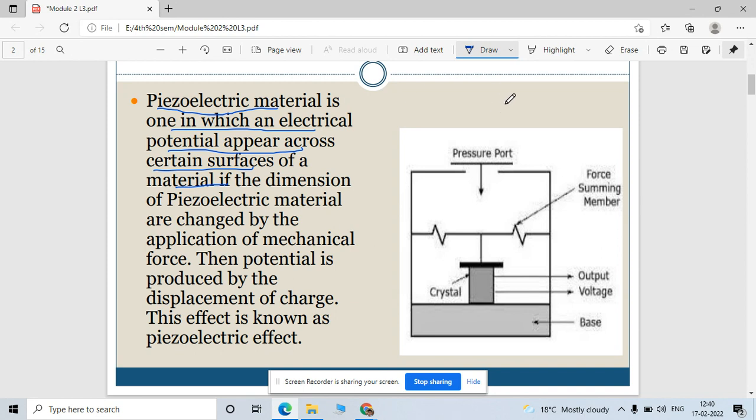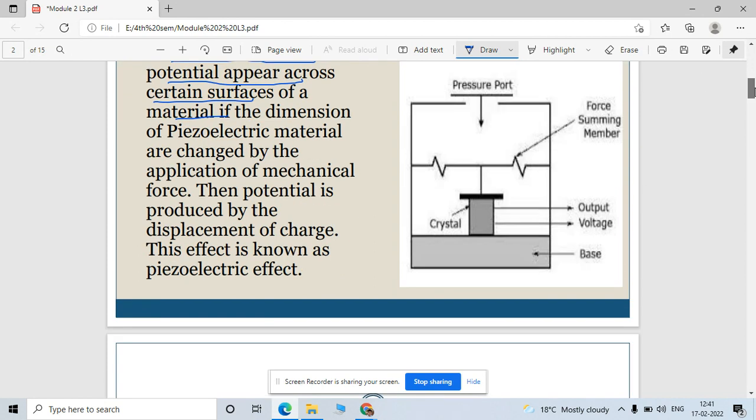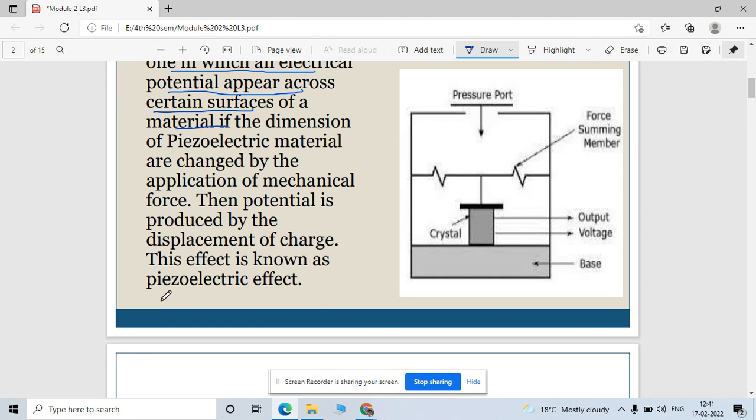The electrons leave their shells and move to the other side. At that point the positive charge will be developed, and on the other side the negative charge will be developed. So you can take out the potential from these two. This overall effect is called the piezoelectric effect, and this transducer works on this effect.